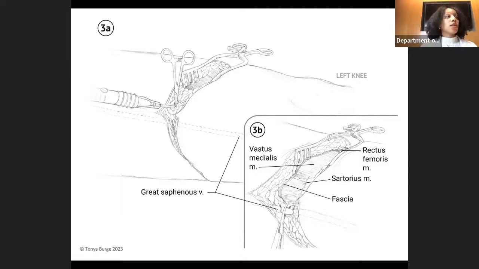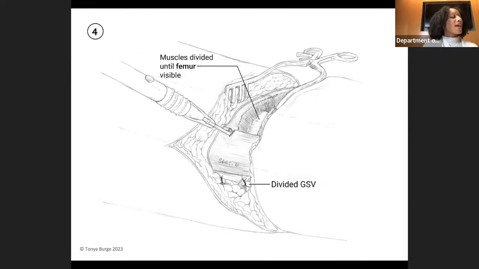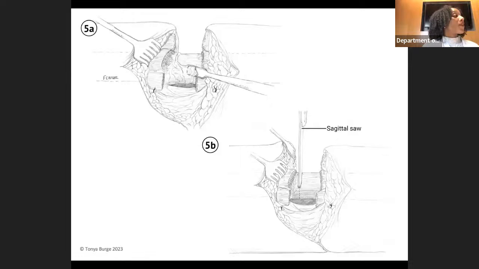In 3A, we are looking at the inside of the left leg. After the incision is made, the skin, fat, and muscle of the anterior compartment is divided until the great saphenous vein is visualized medially. In 3B, the incision is retracted and the great saphenous vein is divided. In 4, deep dissection is continued through anterior compartment muscles until the femur is visualized. In steps 5A and 5B, tissue is elevated off of the femur proximally, then the femur is divided.